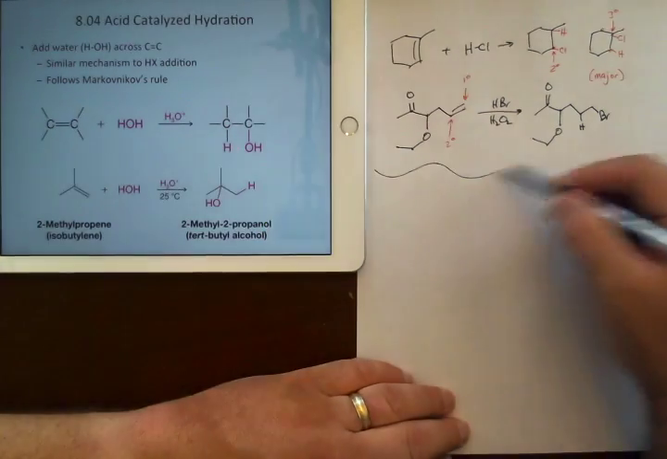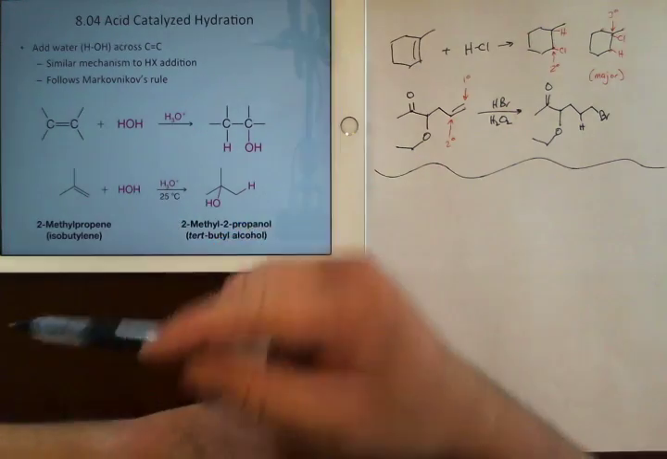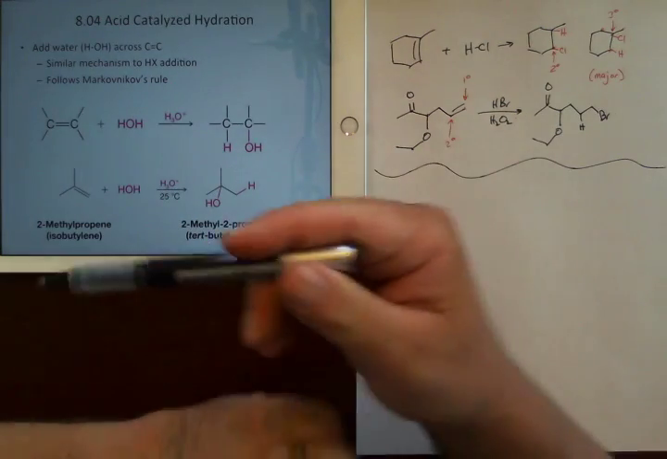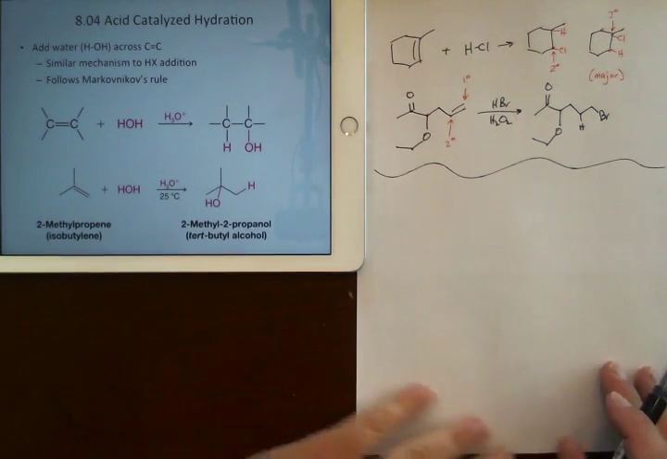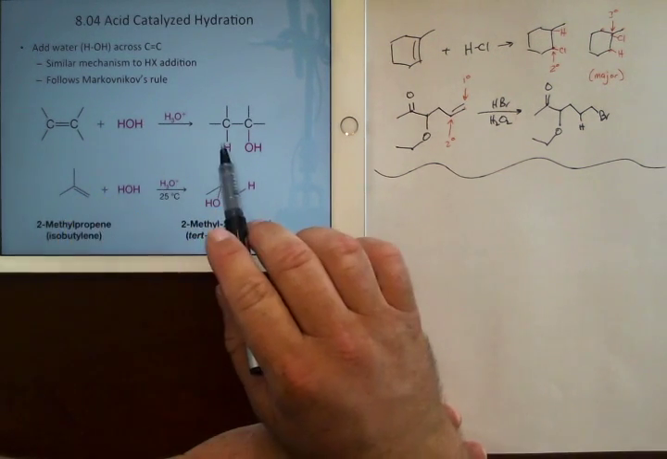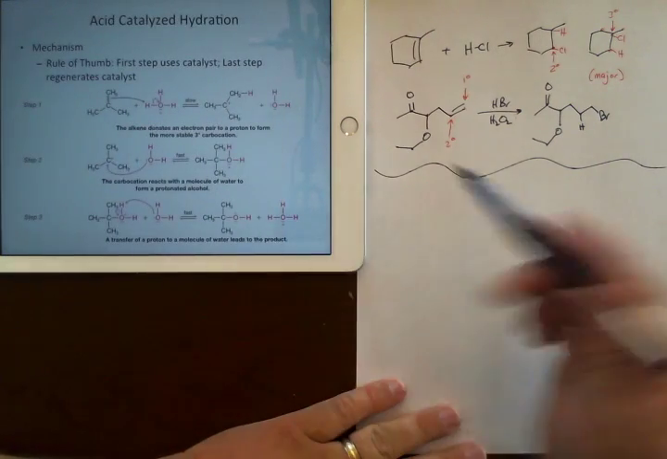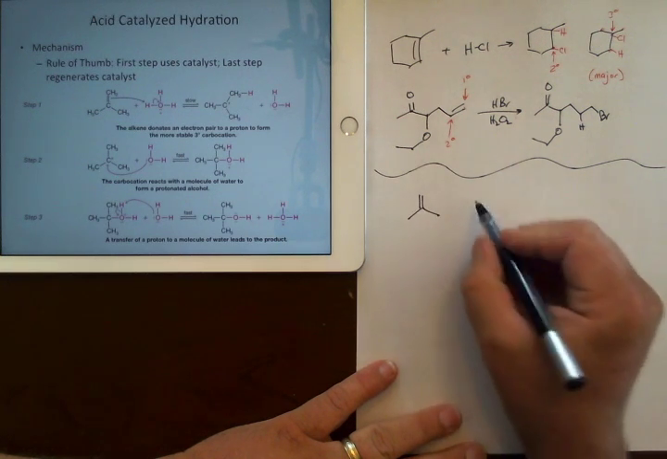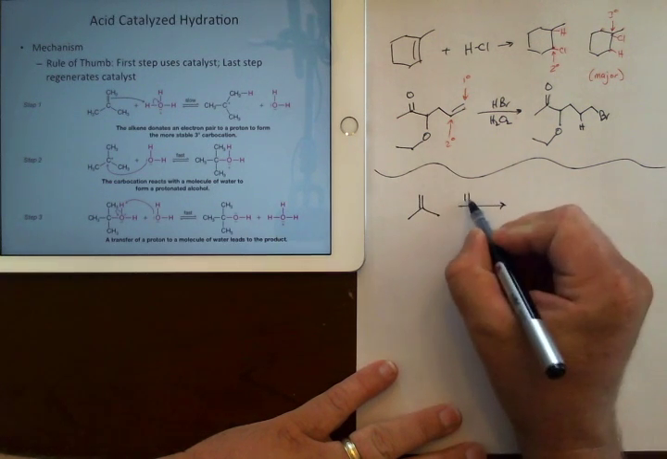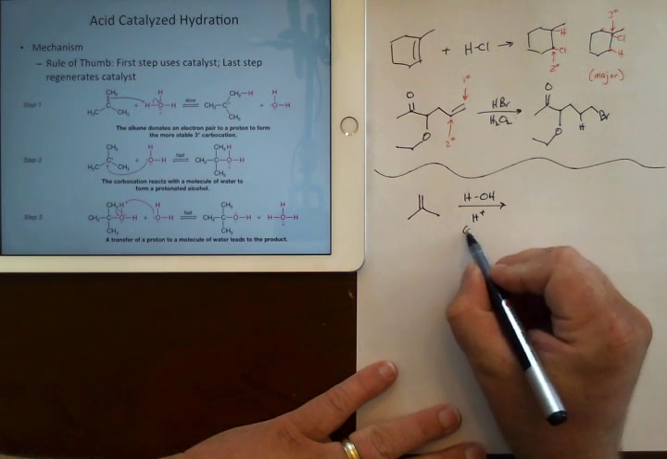Okay, so for the next one, we're going to talk about adding HOH across that, but it ends up following the same rules, but the mechanism is slightly different. Because we're in acidic conditions, the mechanism slightly changes, but the products are still going to be the same. So if we have this product here, we're going to have HOH in the presence of a little bit of an acid catalyst. This is a catalyst.